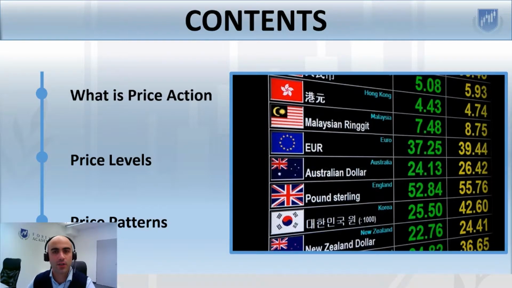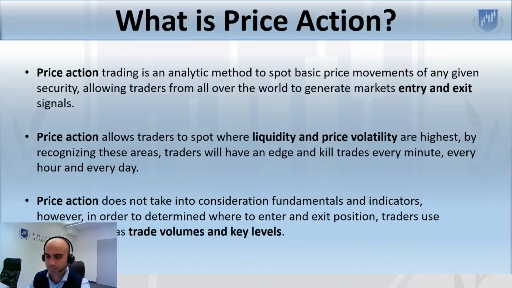Then I'm going to explain what key levels are, those levels that represent the hotspots you want to check in order to enter and exit the market successfully. Last but not least, I'm going to explain what a price pattern is and how to use these shapes that constantly repeat within the Forex market to enter and exit the market and bring you a lucrative trading session.